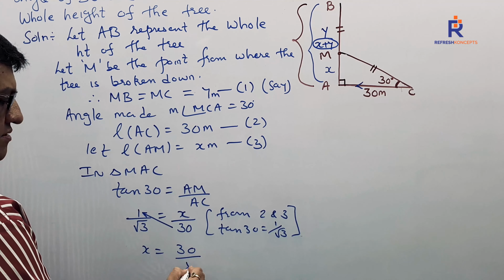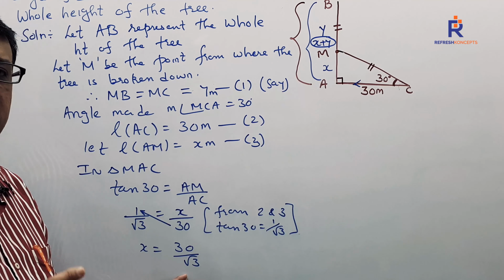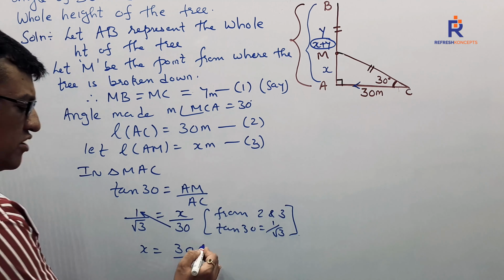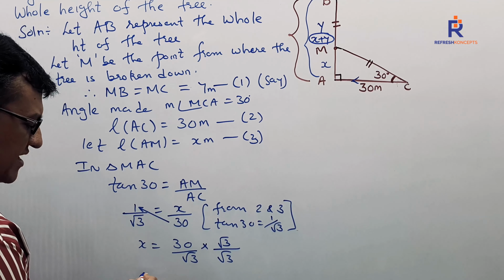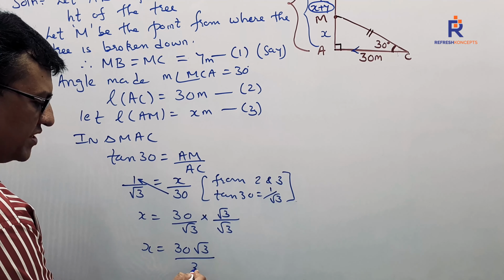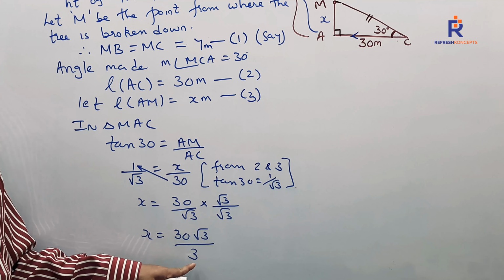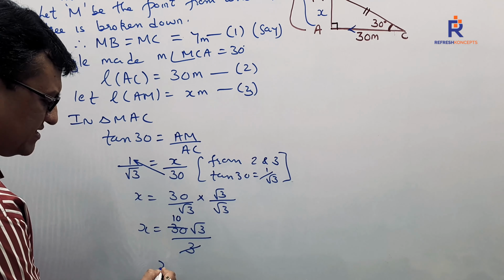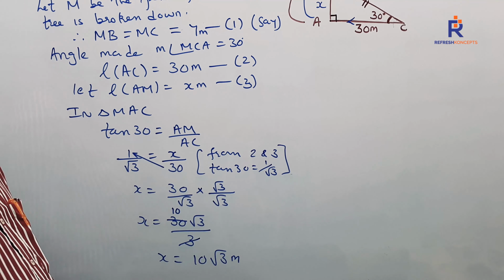30 by root 3. Now children, we have an irrational number in the denominator. We have studied in class 9th itself that we need to go for rationalization. So if I go for rationalization, do I need to multiply this by root 3? So certainly my answer will be X is equal to 30 root 3 by 3. Root 3 into root 3 is 3. 3 tens are 30. So my X is 10 root 3 meter.